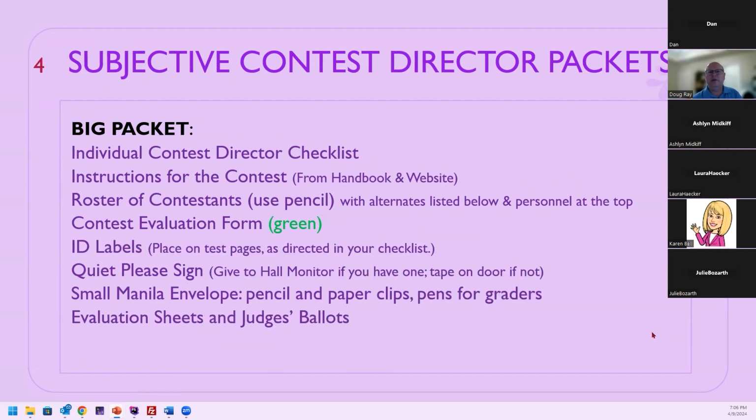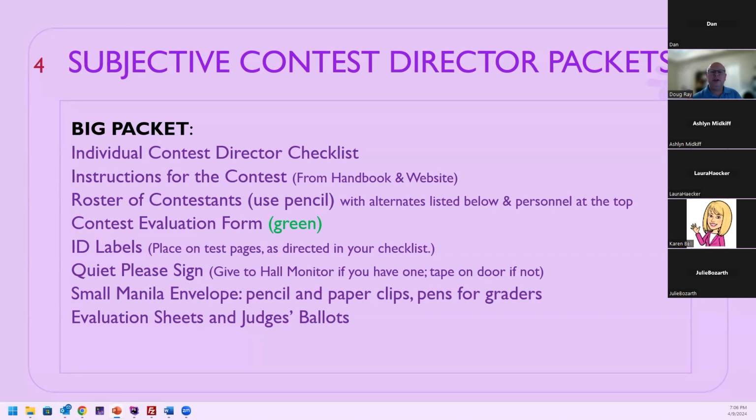If you are doing a subjective contest, it's much the same. You have the checklist, you have the instructions for the contest from the website and handbook, the roster with the alternates. You have the evaluation form, the ID labels, the quiet please sign, the manila envelope for having some pens for the graders and paper clips and such. And then you have the evaluation sheets and the judges' ballots.